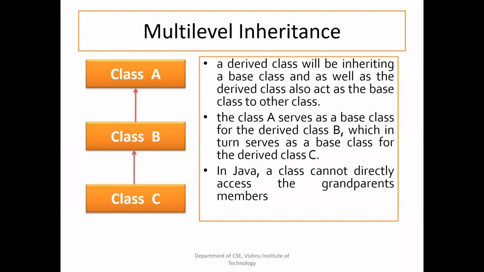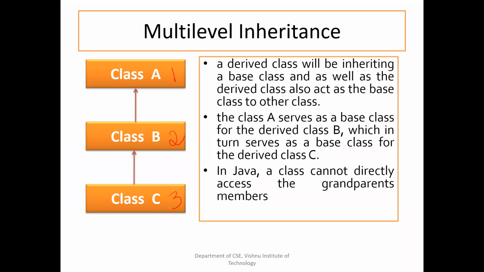In multi-level inheritance, we'll have more than one parent class and more than one child class. Suppose in the inheritance hierarchy, there will be more than two participating classes. Here you have three participating classes. Class A is a class, and class B is a descendant of class A. That means class B is the child of class A. Class A is the parent of B.